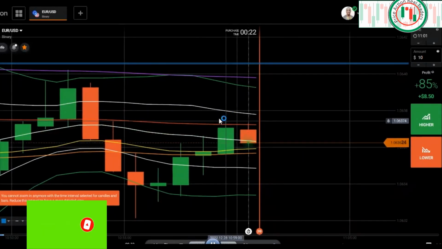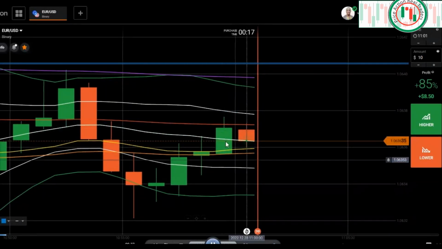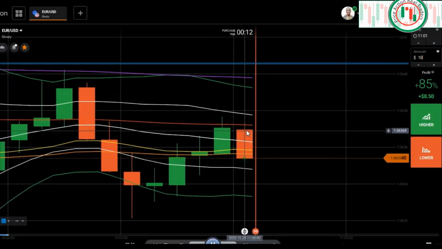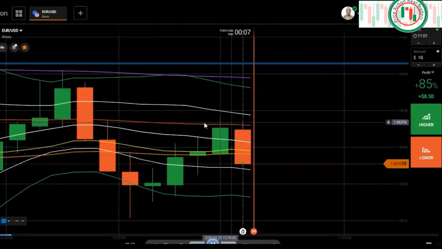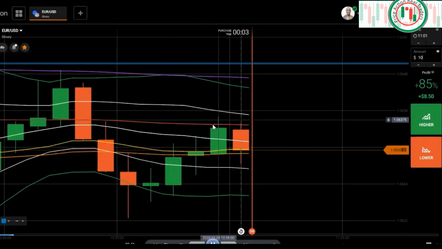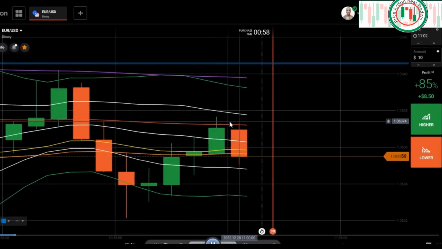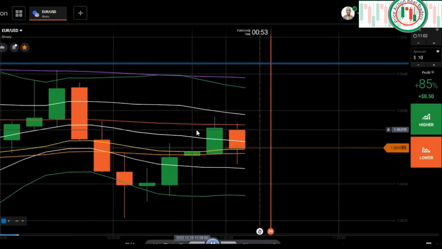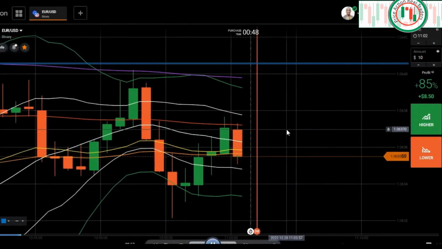So here you see I decided to place my trade, call option here, but it's not a hammer candlestick, and we see we are ranging market between 120 and 50 EMA. So that's why I didn't place my trade. So I'll wait now to get another opportunity, because you see in a range market you have to be very careful. So that's why I didn't place my trade. So I'm waiting now.